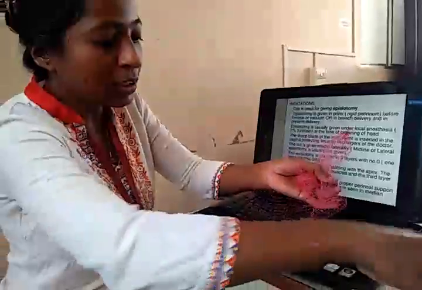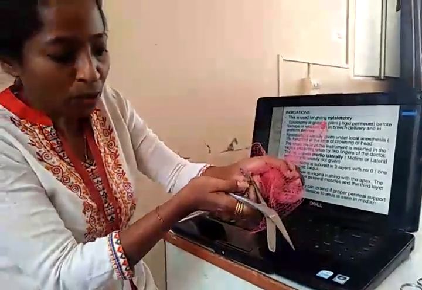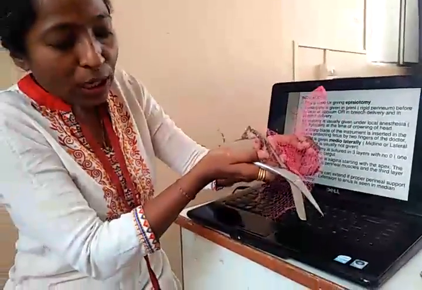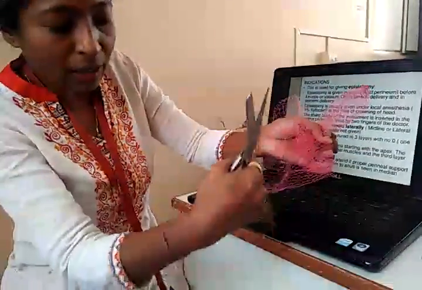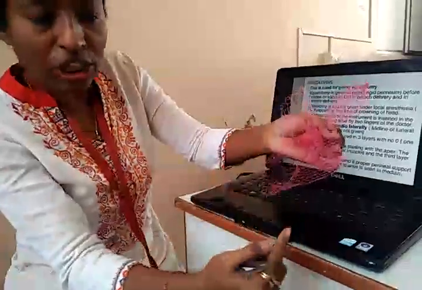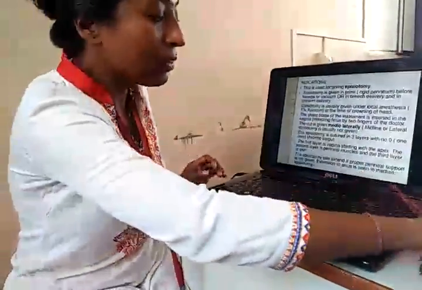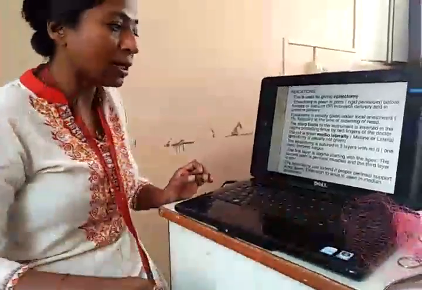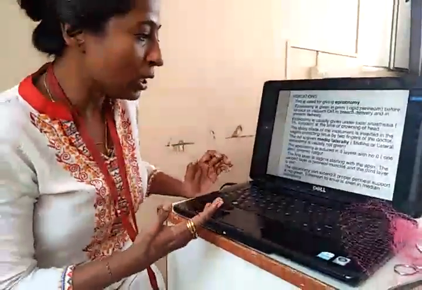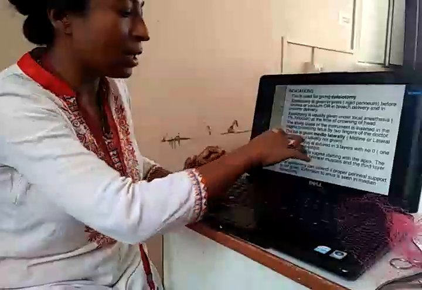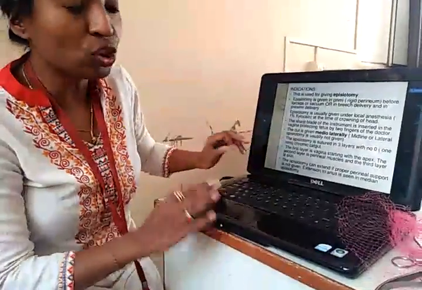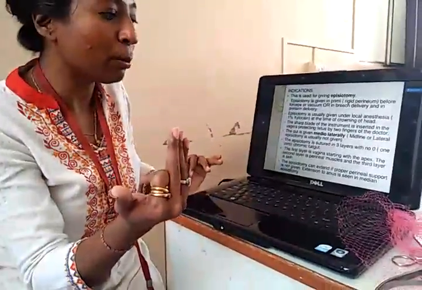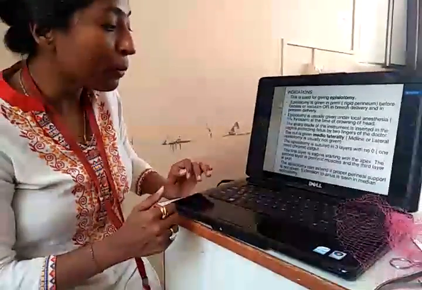The cut is given. There are different types of cut. If it is given this way, this is the medial, this is lateral, mediolateral and median. Anal region, lateral, mediolateral and the J-shaped structure. So the cut is given mediolaterally, midline or lateral. The episiotomy is sutured in 3 layers with number 0 or 1-0 chromic catgut.